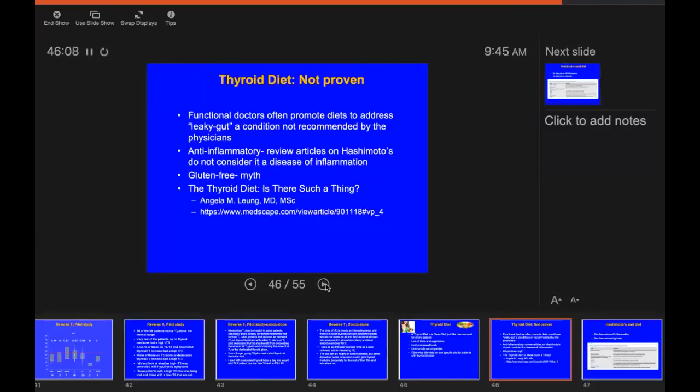Hashimoto's is a genetic disease. People have the genes for the TPO antibody. It's not really an inflammatory disease. This idea about gluten-free also, I think there's no data on this. I'll explain why in a second. There was a nice review article by Dr. Young on Medscape, on thyroiditis or such a thing. I thought that gave a sort of balanced review of the issue.